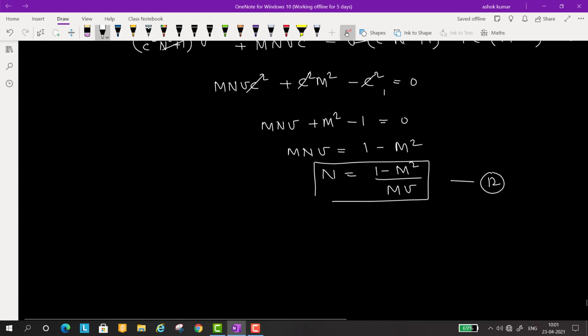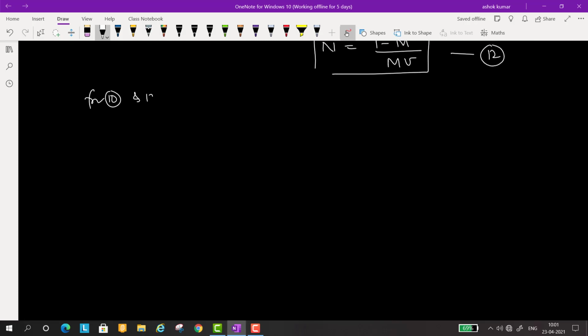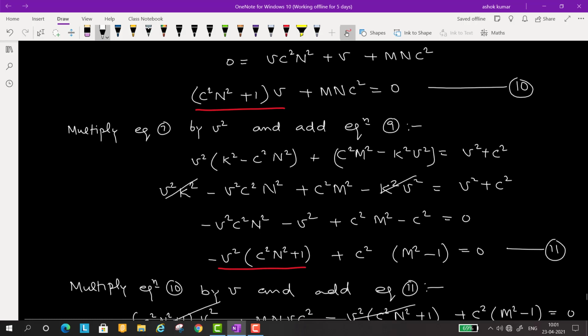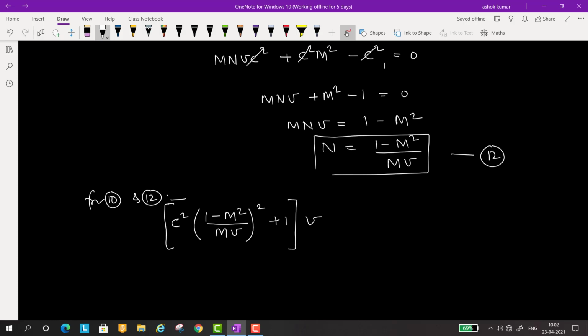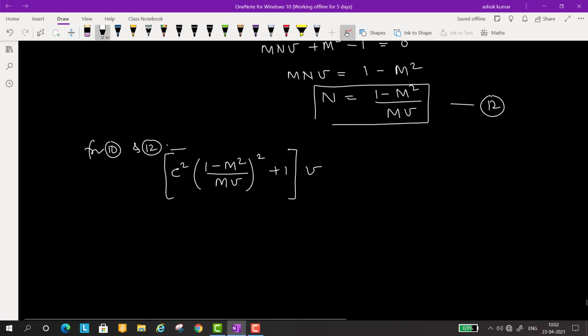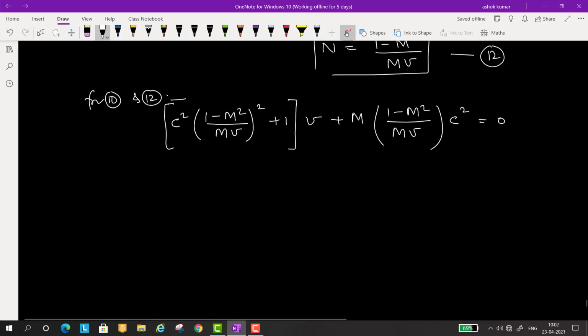So now we substitute the value of n in equation number 10. So from 10 and 12. So equation number 10 is c square n square plus 1 plus v. So it is c square, 1 minus m square over mv, c square n square plus 1 into v. So this is the first term, c square n square plus 1 into v, mn c square. So it will be m n c square. It is equal to 0. So now we have to solve this equation and find the value of m.